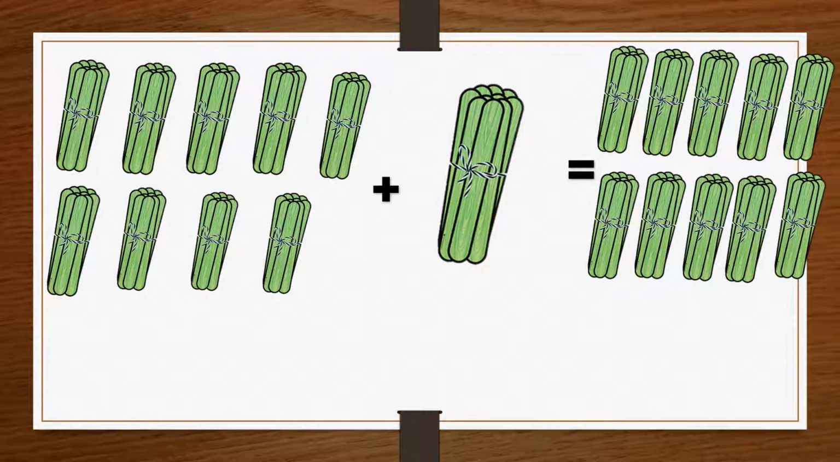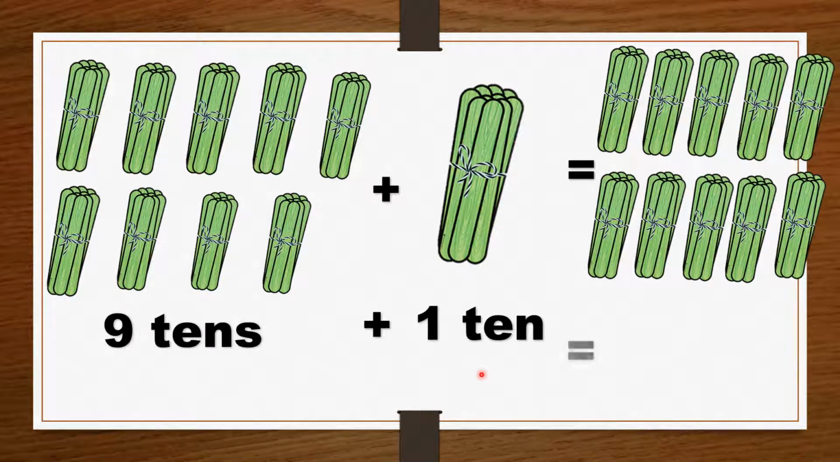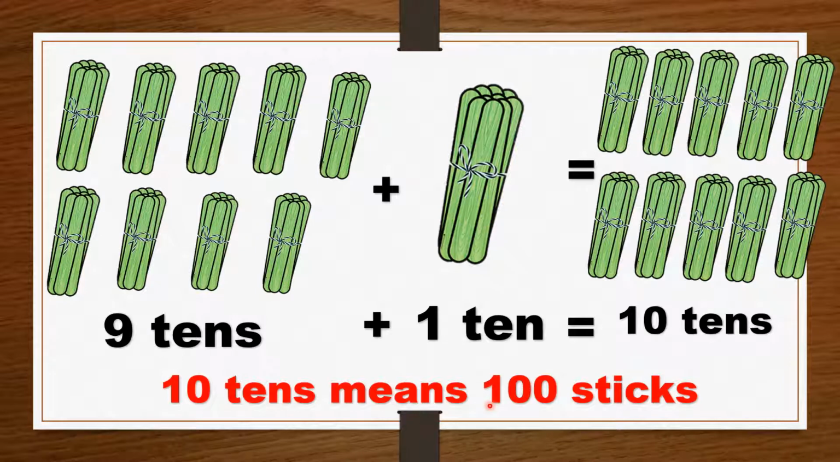Children, here some sticks are given. Let's count total how many sticks. Each bundle has 10 sticks. 1, 2, 3, 4, 5, 6, 7, 8, 9. If we add one more bundle, it comes 10. So children, here 9 tens, then add one more 10 is equal to 10 tens. So 10 tens means 100 sticks.